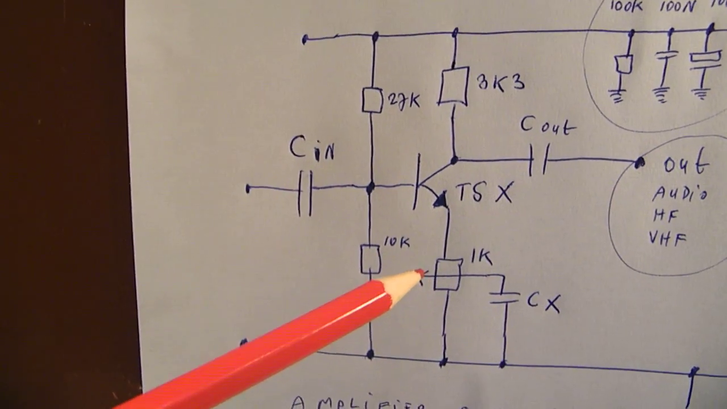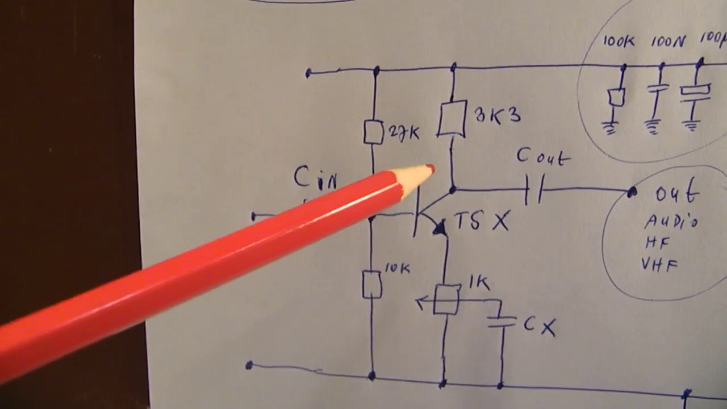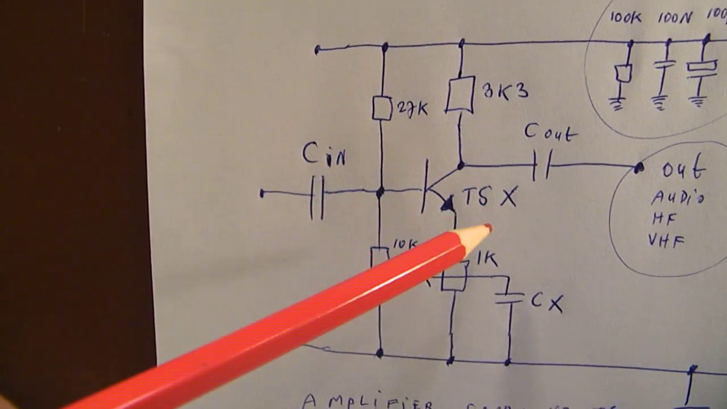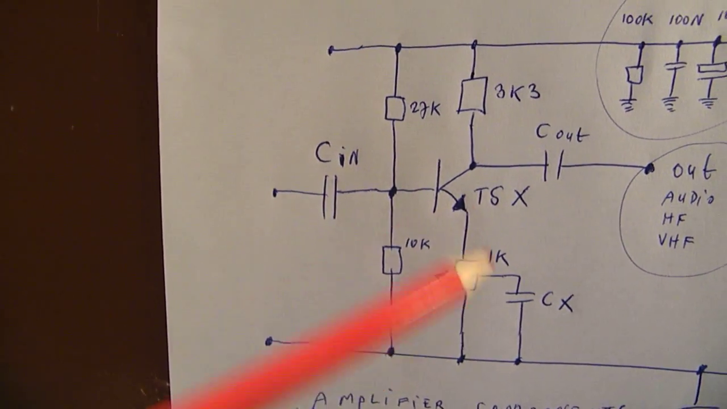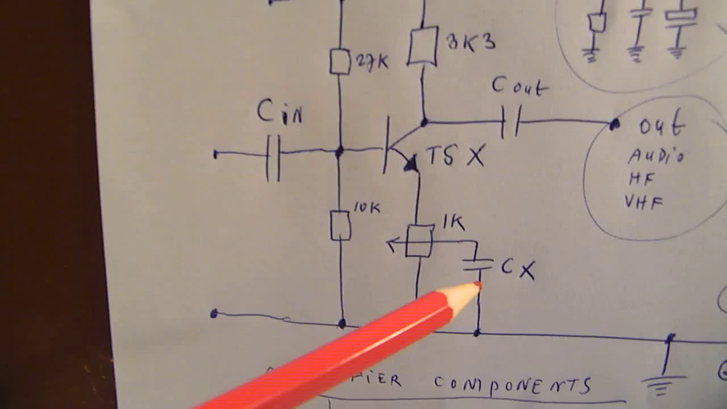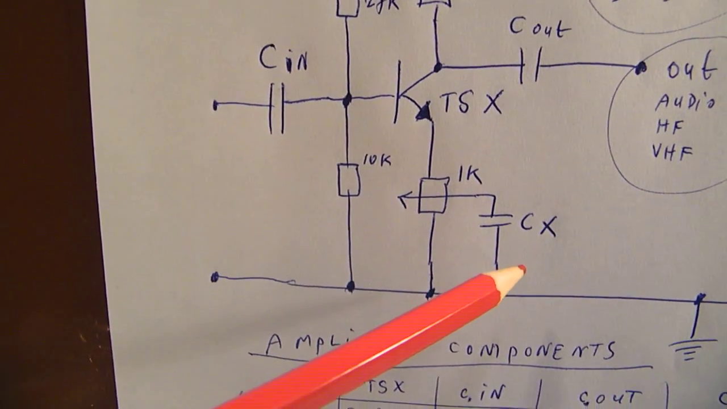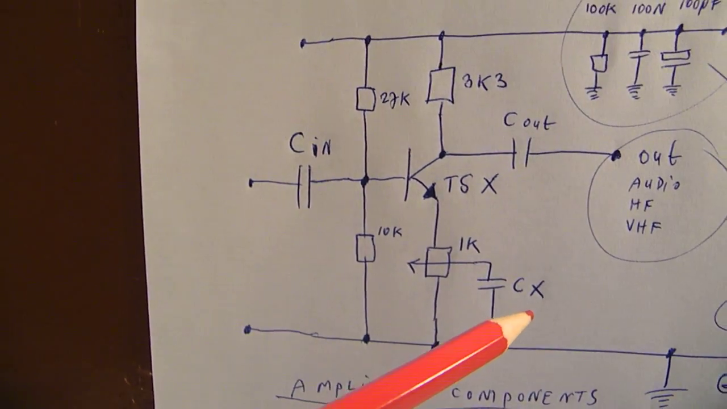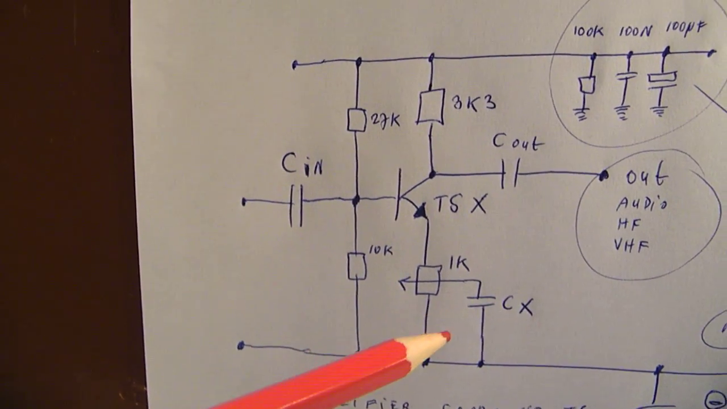Because in such a circuit, a grounded emitter circuit, the amplification is decided by this resistor compared to this resistor. Anyway, this is also a very important capacitor, Cx. It sets the frequency band where this amplifier works. That's very important.